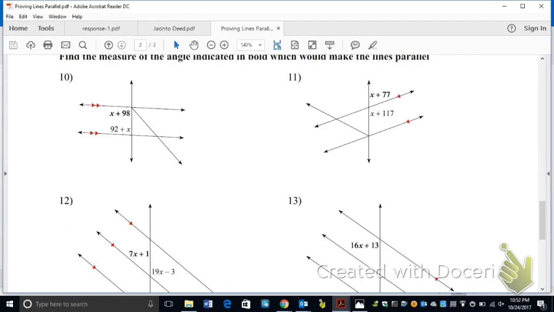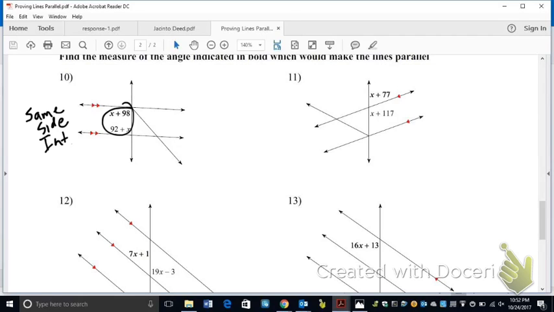So now I want to show you kind of how to do these last 4. I'm only going to do one of them, leave the rest for you. So we're asked to find the measure of the angles indicated in bold, which would make the lines parallel. Now I know that technically a lot of these are already marked parallel. I want you to ignore those right now and pretend they're not. So here we have those two angles, x plus 98 and 92 plus x. Those are going to be same side interior angles.